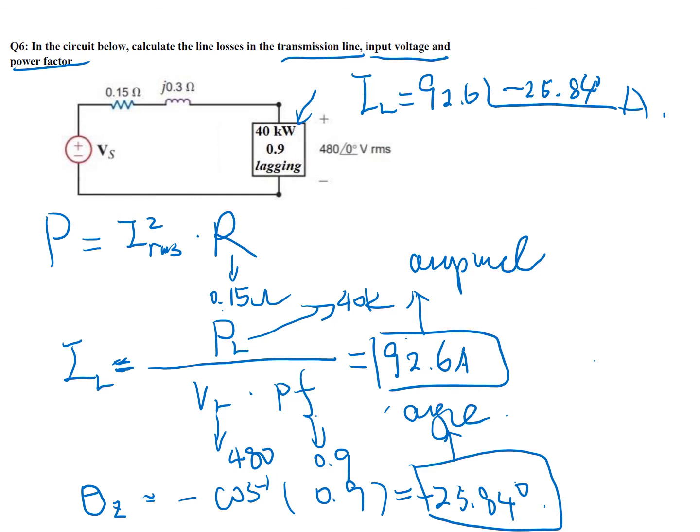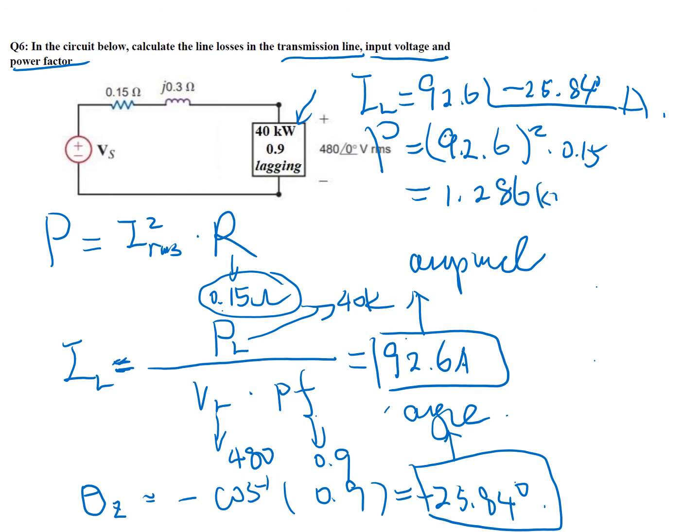So now we need to calculate the line loss, the power of line loss. That is P is equal to, we substitute in the value for the current, we directly substitute in the amplitude, that's 92.6 squared, and R is 0.15, and you can get the line loss is 1.286 kilowatt.